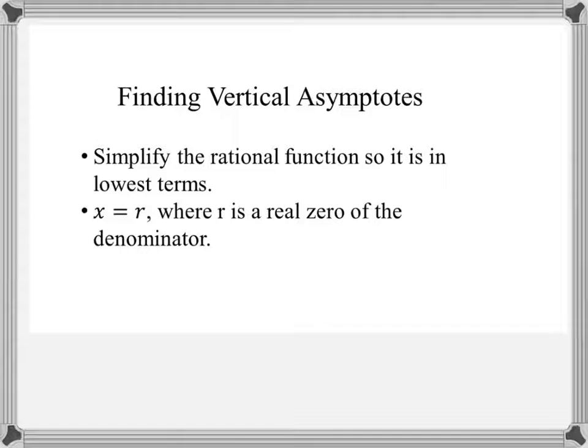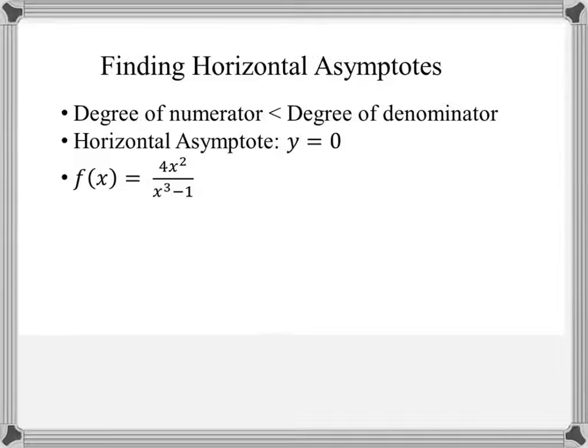Finding vertical asymptotes. So first, we'll simplify the rational function so it's in lowest terms. That would involve factoring and canceling out common factors. Then x equals r, where r is a real 0 of the denominator, would be the equation of vertical asymptotes. Finding horizontal asymptotes. We've got different possibilities here for horizontal asymptotes.